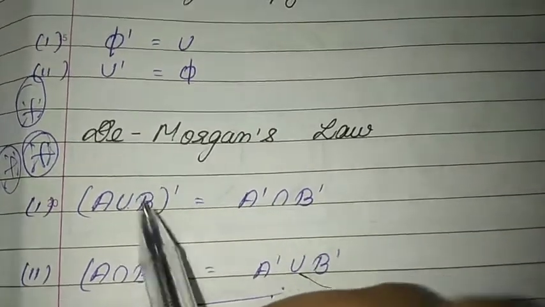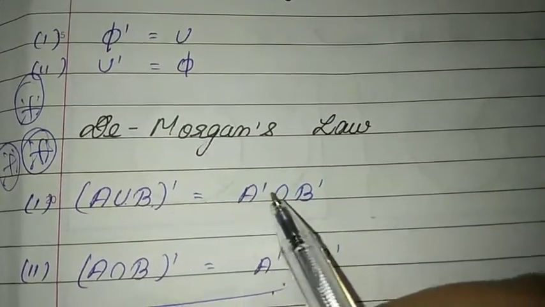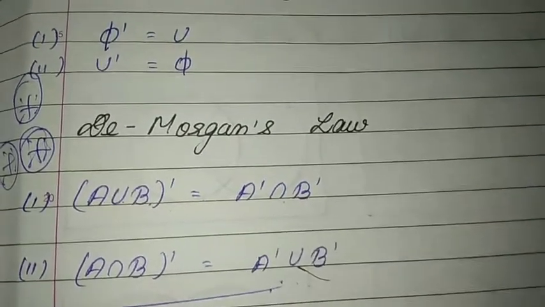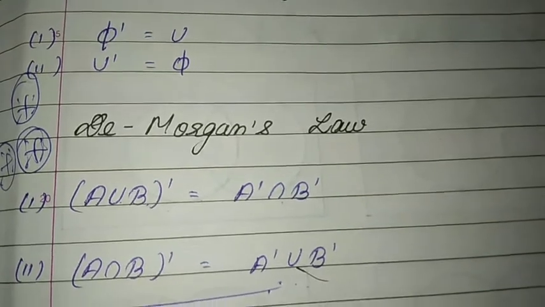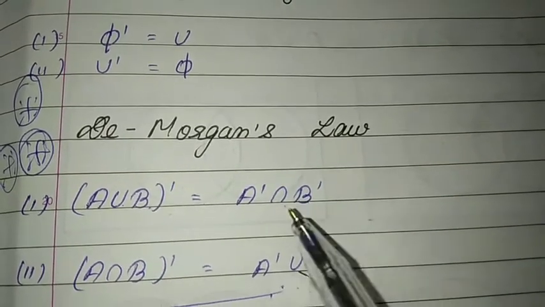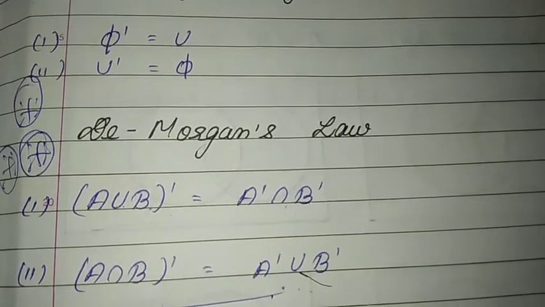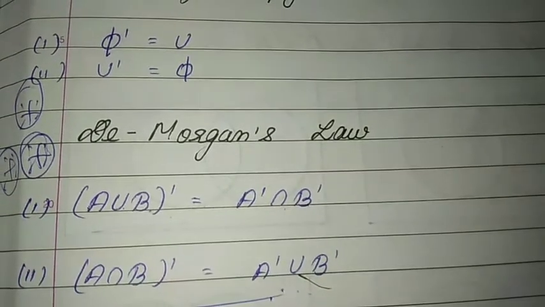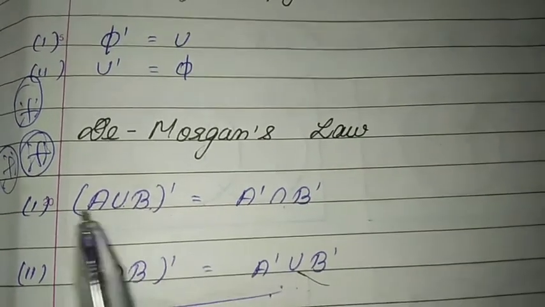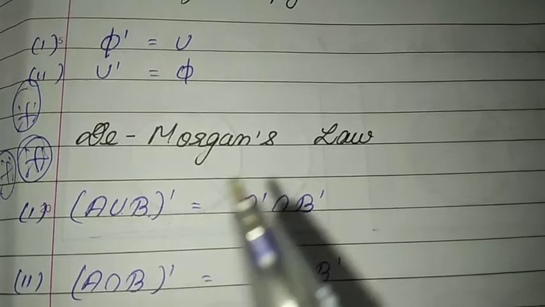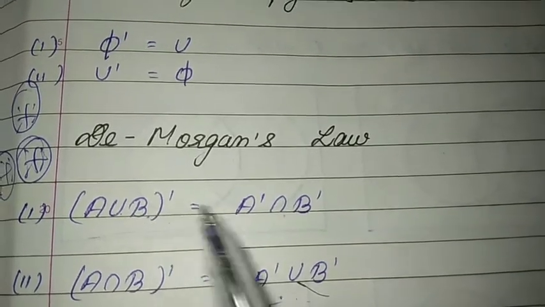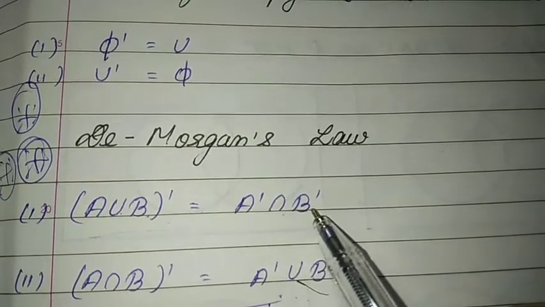A union B the whole dash is equal to A dash intersection B dash. We will see the proof later. Since this proof is there in the exercise also, I will teach it in the exercise. Now we'll just see the formula alone. A union B the whole dash is equal to A dash intersection B dash.